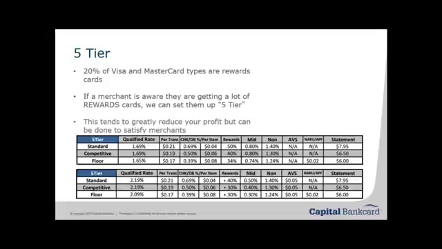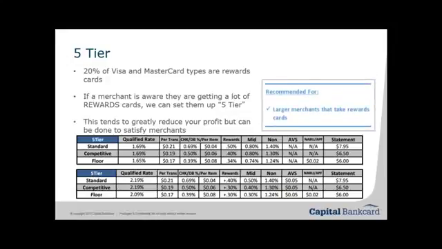This does greatly reduce the profit you'll see in the account, but it can be done to satisfy your merchants without dropping to even lower pricing if you don't want to. And we tend to recommend 5-tier pricing for larger merchants who already know they're taking a lot of rewards cards. But before you quote 5-tier pricing, you might want to check with us, because it might make more sense to just go Interchange Plus. You never know. Don't hesitate to take advantage of the pricing department.